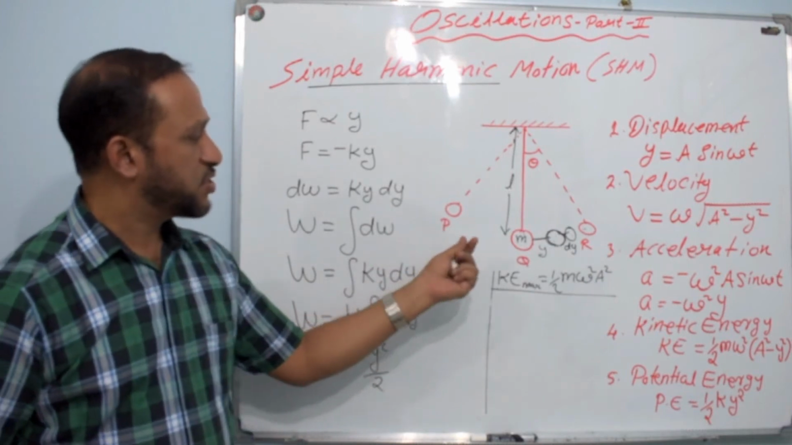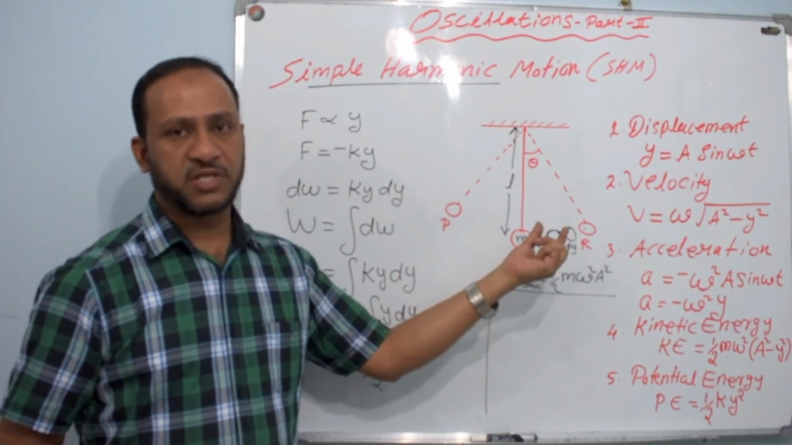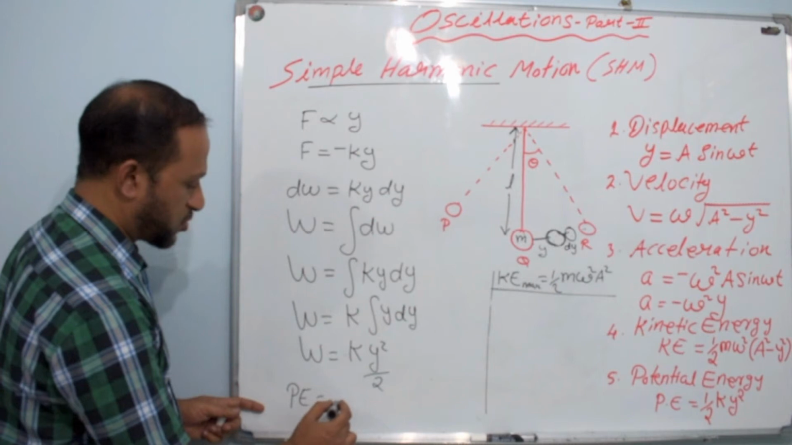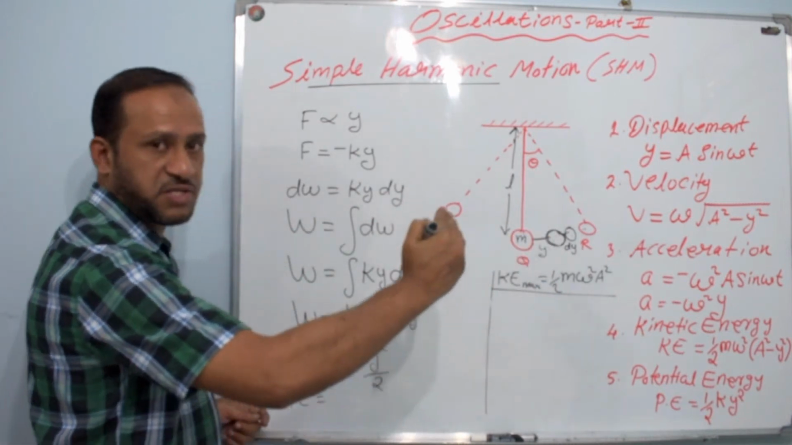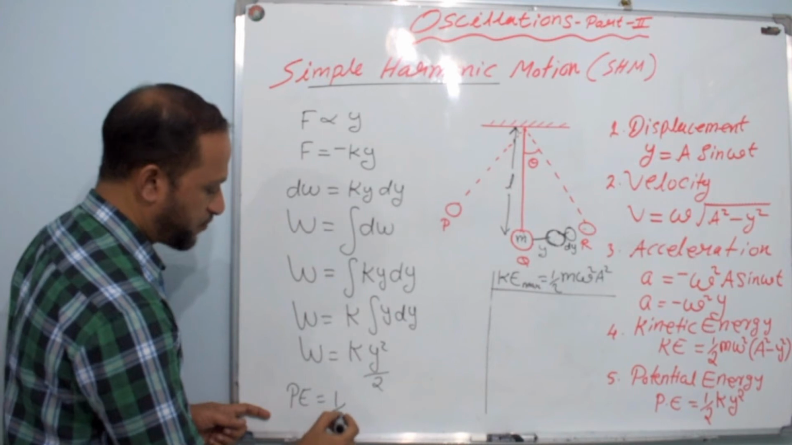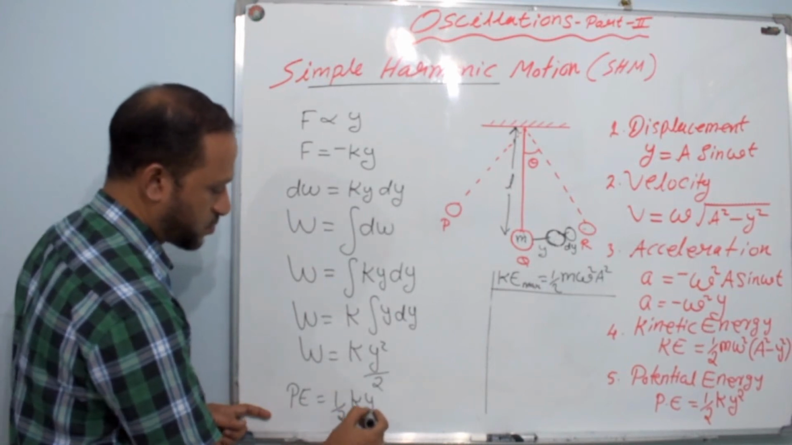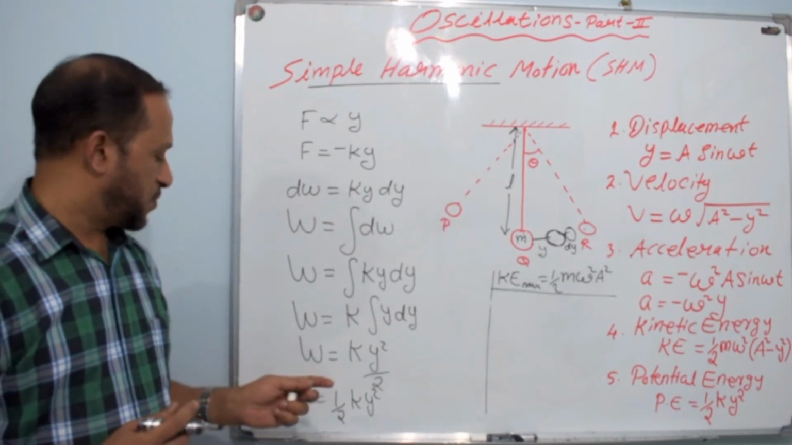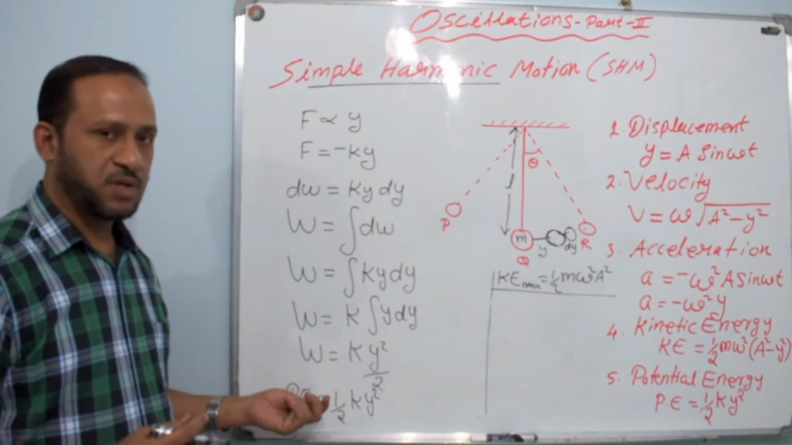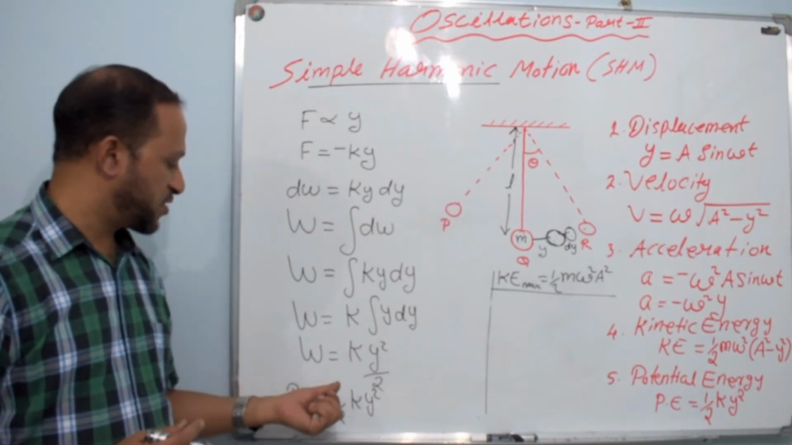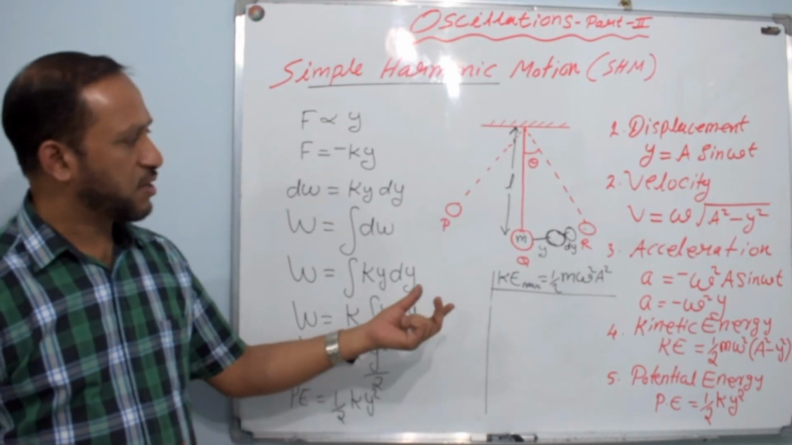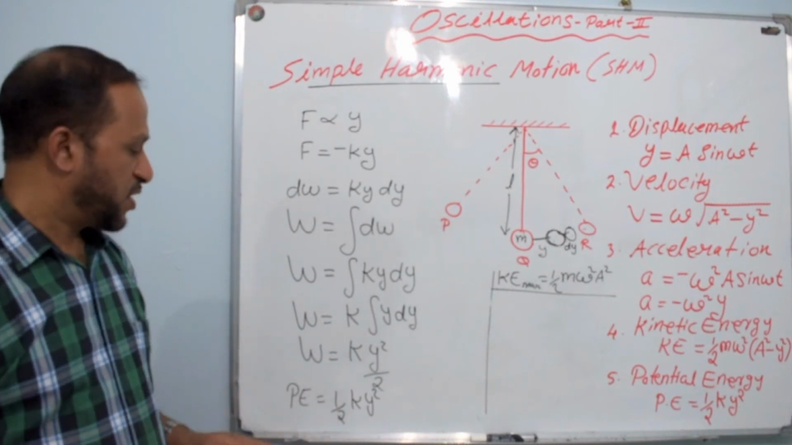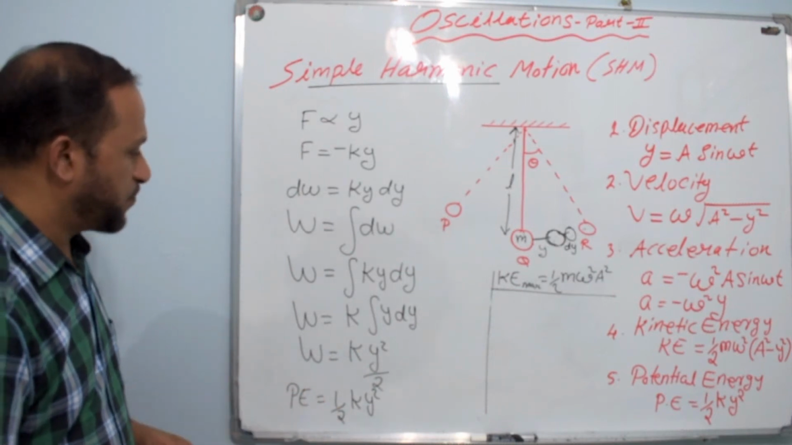This work done will be stored in the bob as its potential energy. So potential energy of the oscillator P is equal to the work done in displacing against the restoring force, that is half ky square. Half ky square is the equation for the potential energy of the simple harmonic oscillator at any instant of time, the value can change. We can modify this equation in a small way.